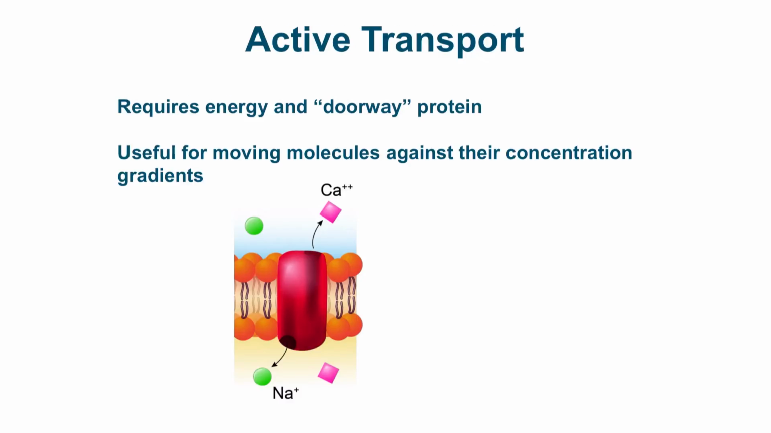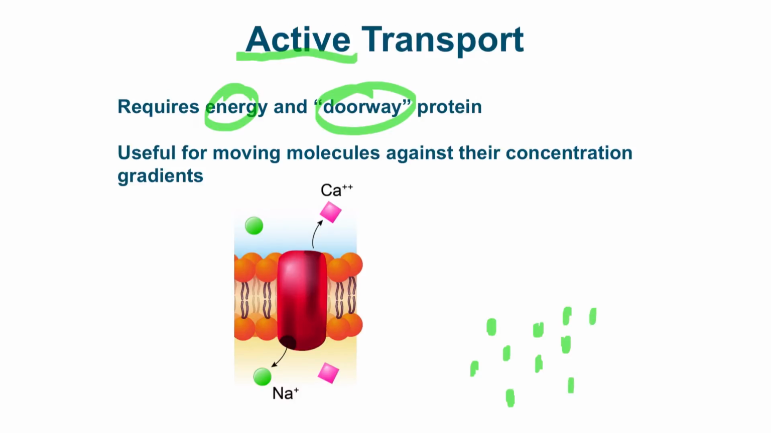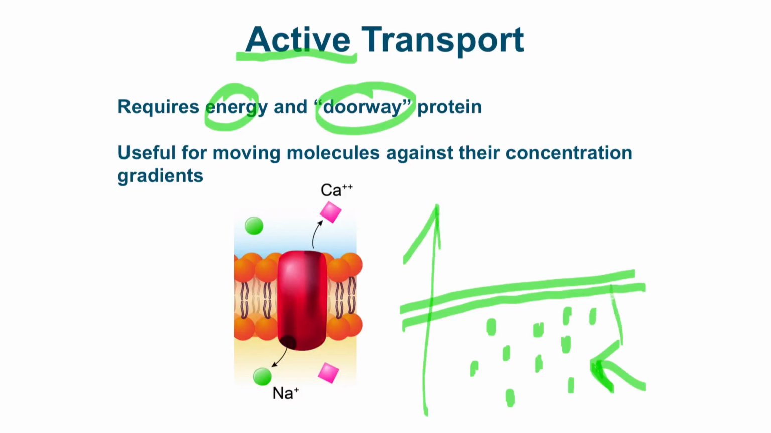Now, active transport requires both energy and a doorway protein. It's called active transport because energy is required. This is really useful for the cell because it can get molecules to move against their concentration gradient. This is against what would normally happen if the molecules were just diffusing. So let's imagine that you've got a cell membrane here, which is your bilayer, and you've got a high concentration of some kind of solute molecule here, but your cell wants to have a high concentration over here. Your cell can use active transport to move these molecules either against or with their concentration gradient.